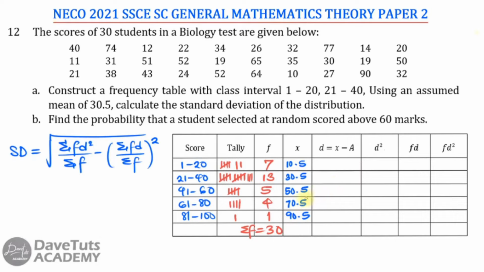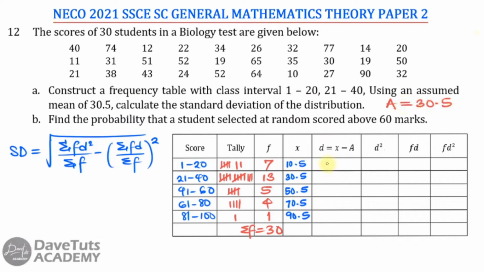Now we need to get the deviation, because the formula for the standard deviation is the square root of summation fd square over summation f minus the square of summation fd over summation f, where d is the deviation between the mid value and the assumed mean. And if you recollect, we have been given the assumed mean as 30.5. So A was given as 30.5.